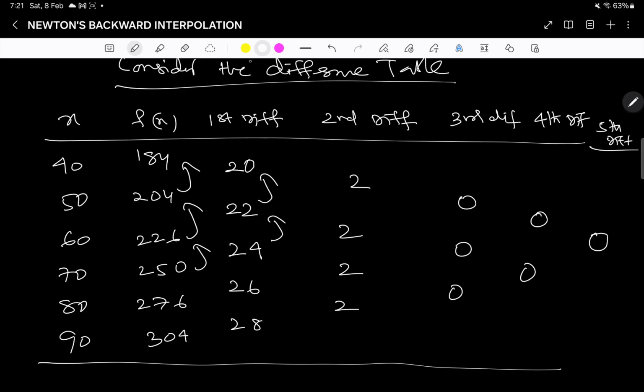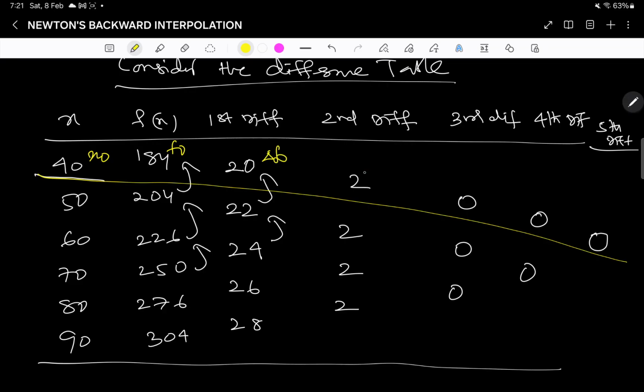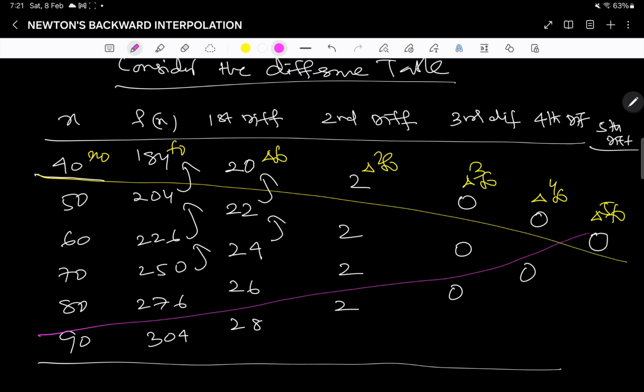Okay, so now for the Newton forward I use this. So this is my f0, this is my x0, this is del f0, del square f0, del cube f0, del 4th f0 and del 5th f0. I use it. Now for backward I should use it.